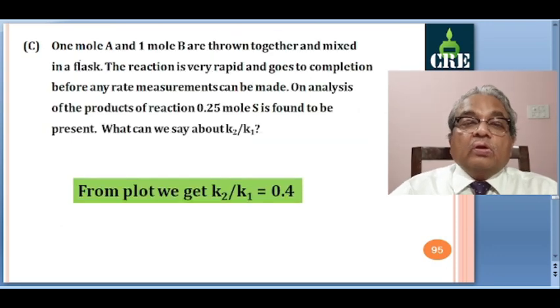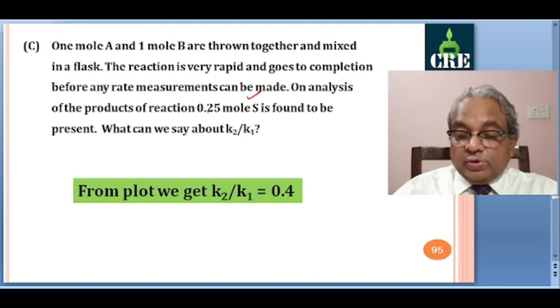Part C. 1 mole of A, 1 mole of B, equimolar, are thrown together and mixed in a flask. The reaction is very rapid, goes to completion before any rate measurement can be made. So you cannot measure the rate, the reaction is very rapid, goes to completion. On analysis of the product, so in between you don't have data, but products anyway you can analyze, and it is found that 0.25 moles of S is found to be present.